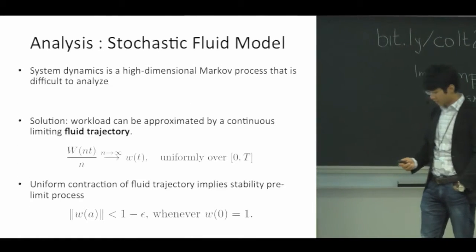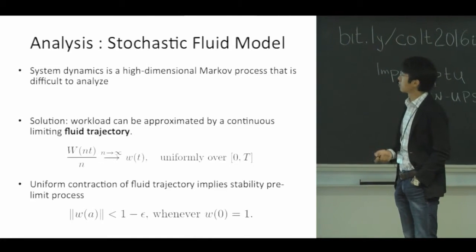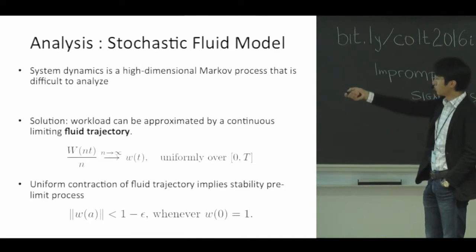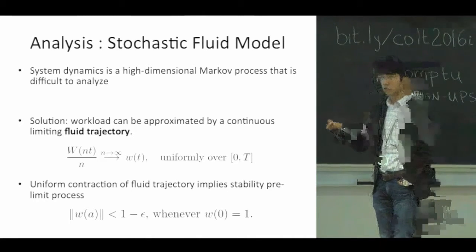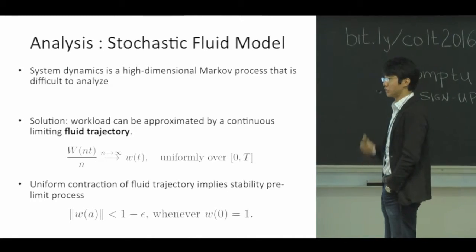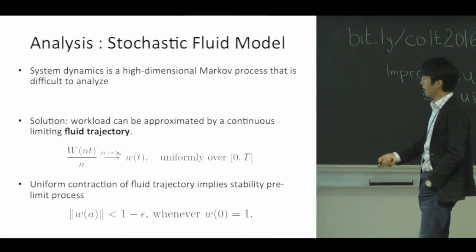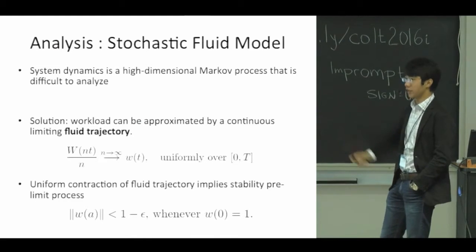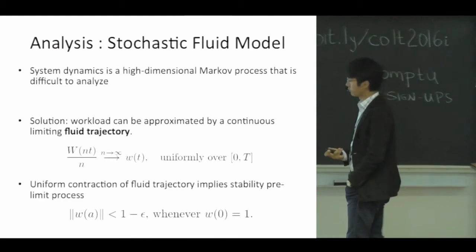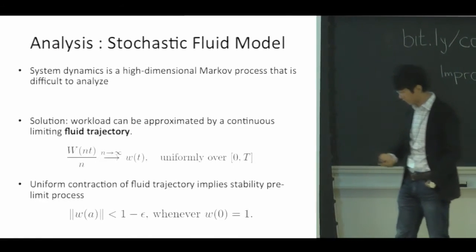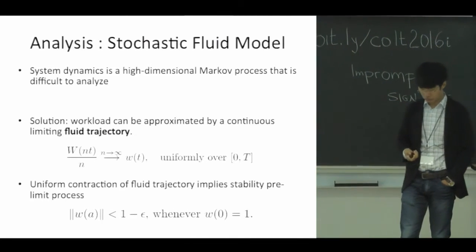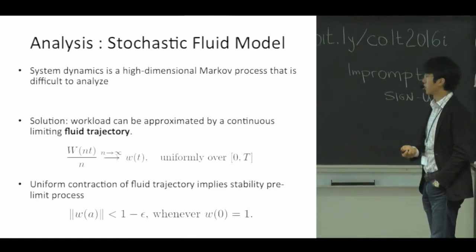On the technical side, because the system is a very high-dimensional Markov process, and the number of experts grows to infinity in this regime, we use a so-called stochastic fluid model to capture the dynamics of these jobs and their information in the system. We prove that the pre-limit system converges to a fluid limit, and that there is a very strong contraction property of the fluid limit with respect to the quadratic potential function, and hence this implies stability of the original pre-limit system that we aim to analyze.